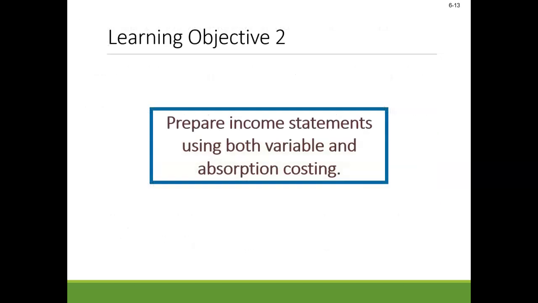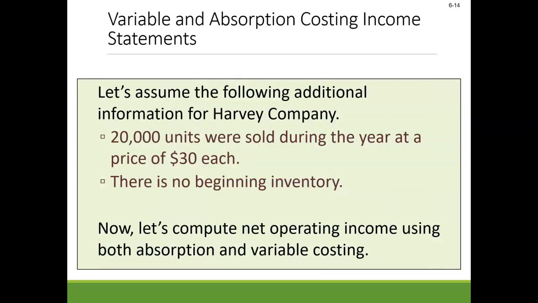Now, to prepare income statements using the absorption method versus the variable, let's assume Harvey had 20,000 units that were sold during the year at a price of $30 each without any beginning inventory. Let's try to use both the absorption costing method and the variable costing method to create income statements.